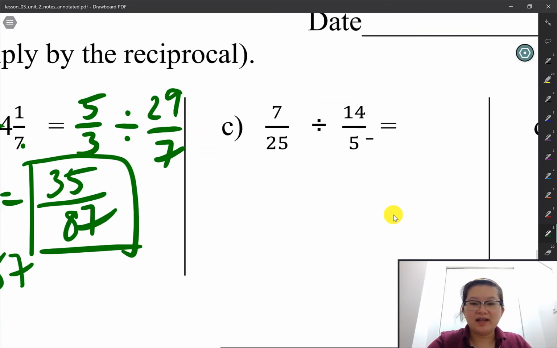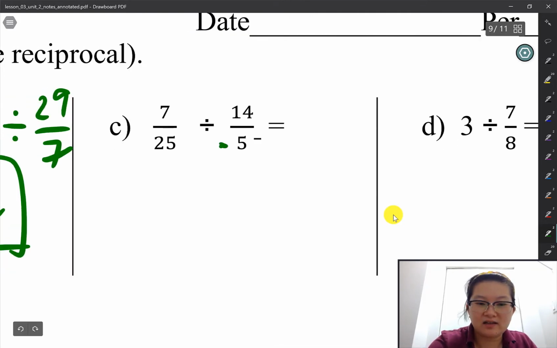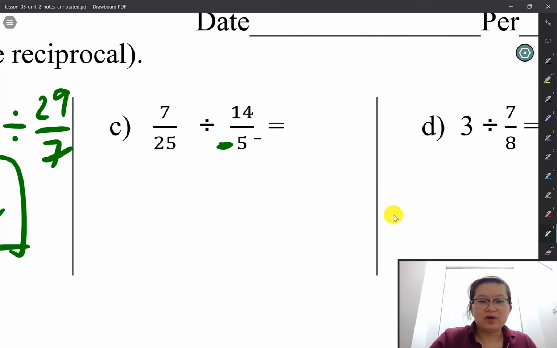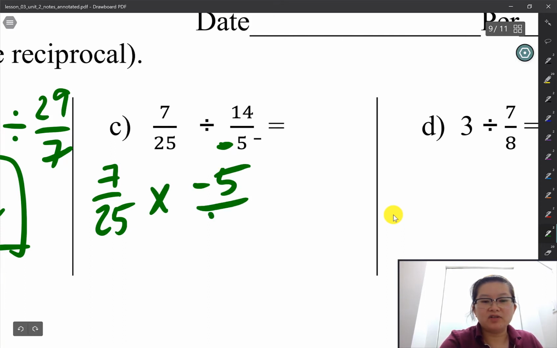Okay, and in the last example here, I'm not sure if there's a negative sign. I think there's a negative sign here in front of the 5. Anyways, it doesn't matter if you have a negative sign. Dividing and multiplying, you're always going to follow that same rule. 2 positives or 2 negatives gives you a positive. A negative and a positive is going to give you a negative. So same idea here. I am going to multiply by the reciprocal. This is 7 over 25 multiplied by negative 5 over 14.